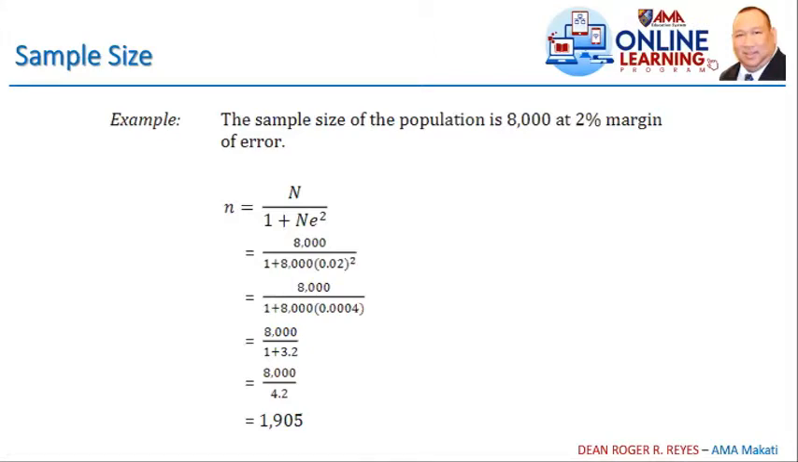So, what is the acceptable sample size? Using Slovin's formula, we arrived at 1,905. So, we have to use this sample respondents, 1,905 out of 8,000 para sa ating research using Slovin's formula.